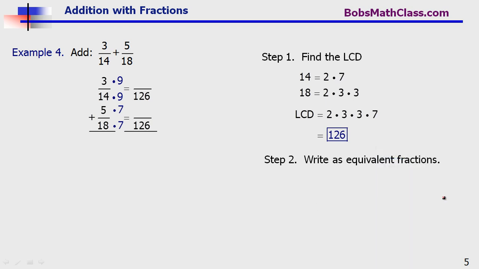Okay, so 3 times 9 is 27. 5 times 7 is 63. Oops, 5 times 7 is not 63. I don't know where I got that from. I think I multiplied 9 times 7. 5 times 7 is 35. Anyways, that little trick I just showed you really comes in handy when the numbers get large.